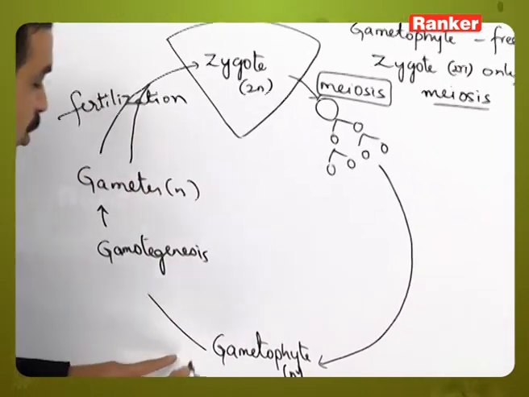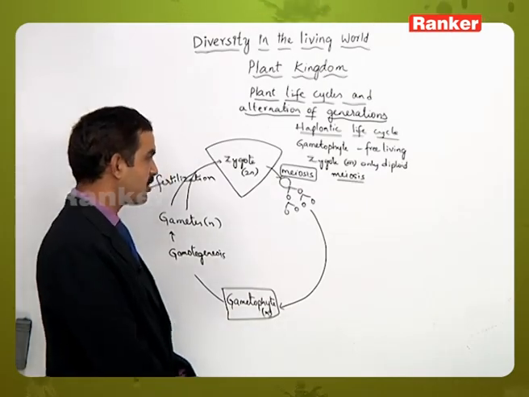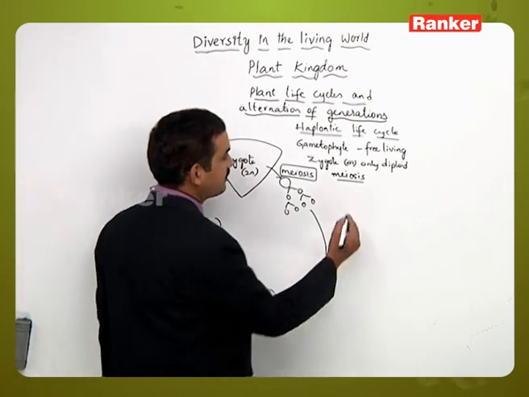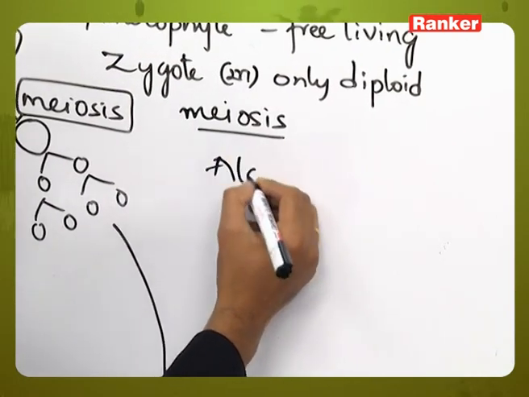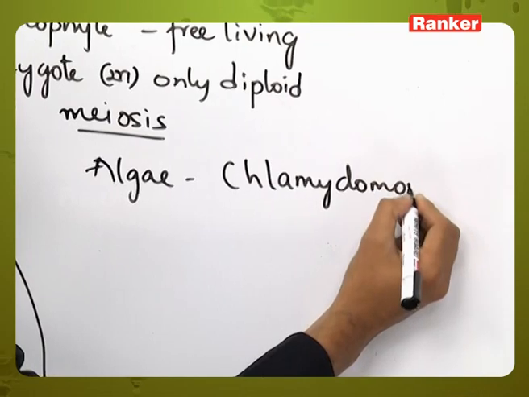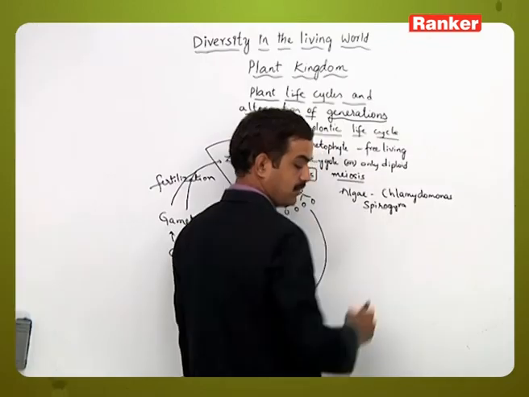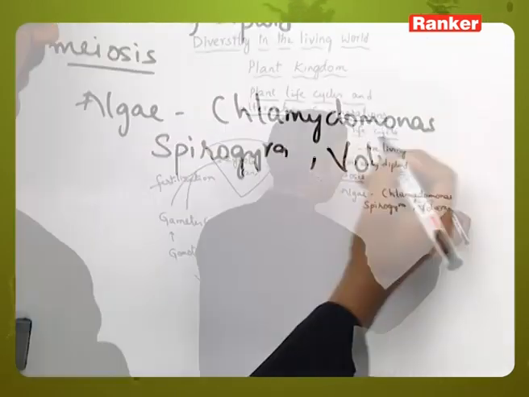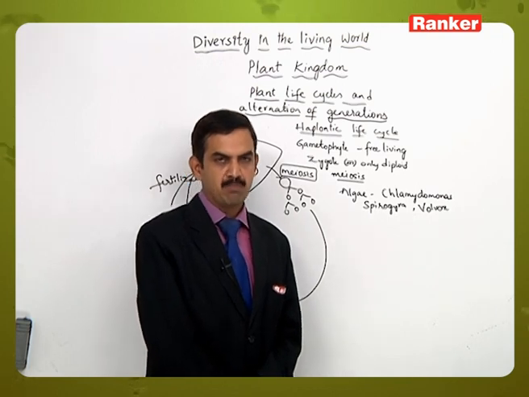So here we can see only the free living stage, that is, the gametophyte is the free living stage. It is not represented with the sporophytic generation. This type of life cycle is present in lower organisms like algae, like Chlamydomonas, Spirogyra, Volvox. This is considered the primitive type. It can be observed in the lower plants.